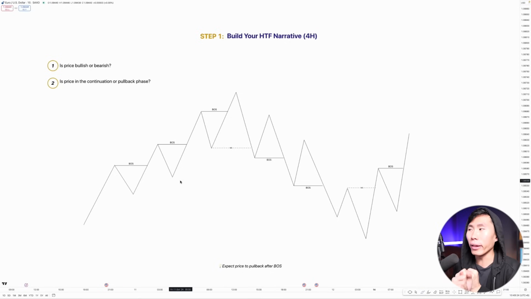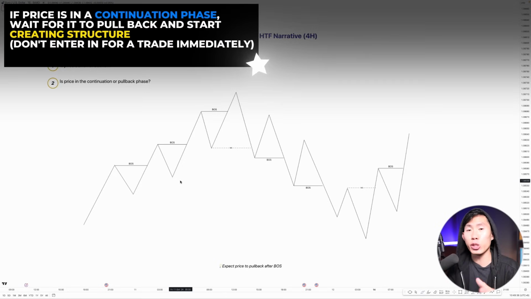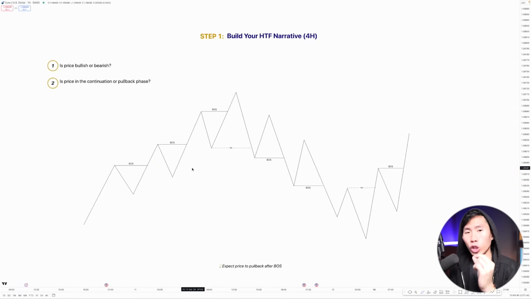So that's the first step. You identify whether price is bullish or bearish so that you know exactly which side of the market you should be trading with. And then you identify whether price is in the continuation phase or the pullback phase. If price is in the continuation phase, I would advise you to wait for price to start pulling back and start to create that new structure. Then you enter for a buy, because ideally, you want to trade with the trend after the pullback is over.